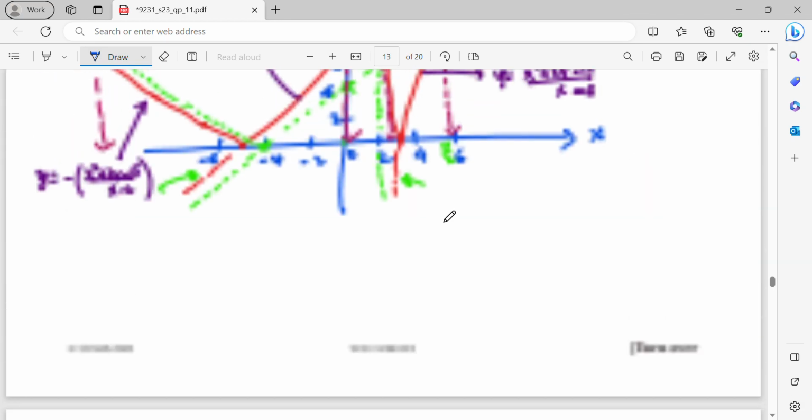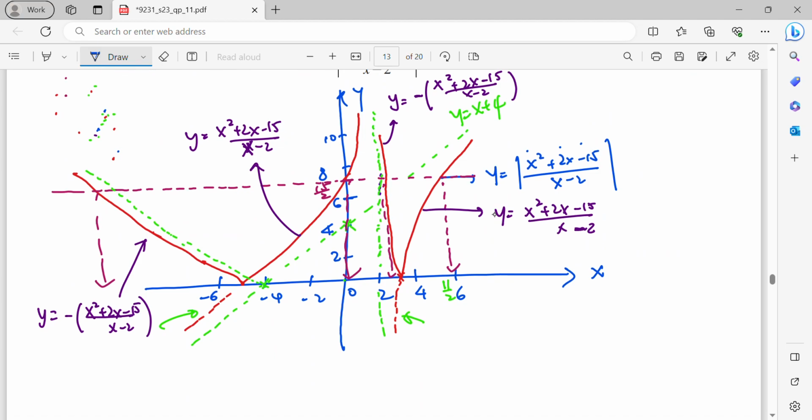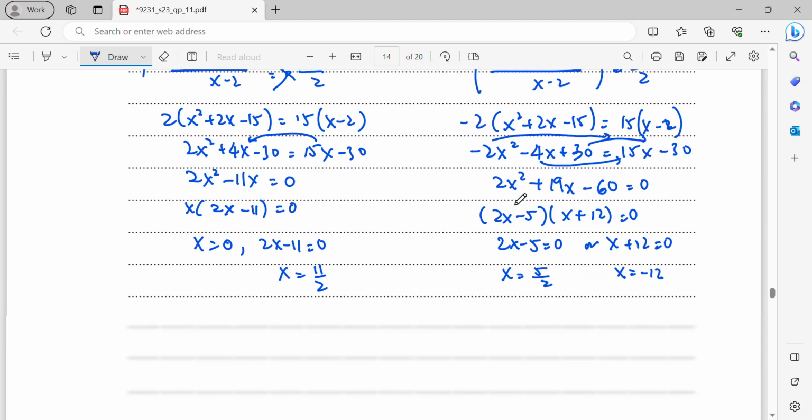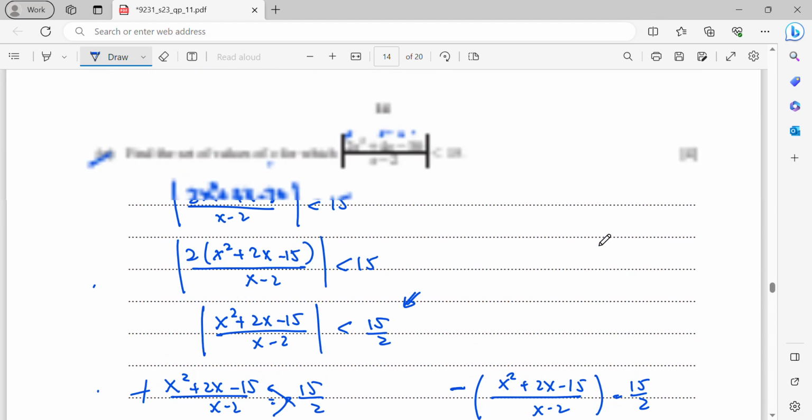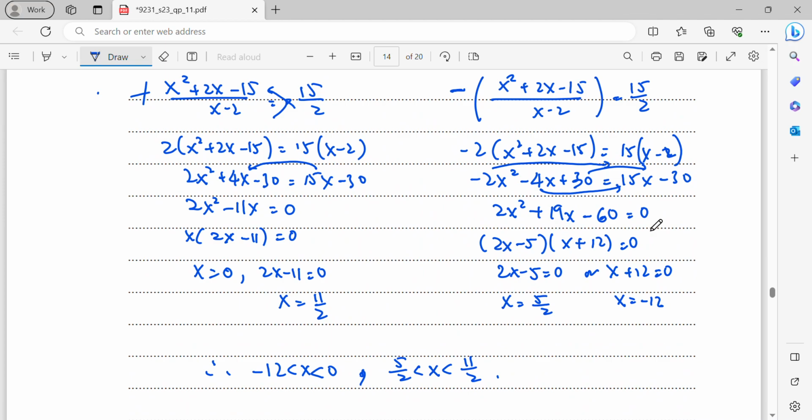So now I will label this as minus 12, and the other one is 5/2. So obviously my answer will be between negative 12 and 0. Another one is 5/2 and 11/2, right? So my final answer is negative 12 and 0. Another one is 5/2 and 11/2. So that's the interval for this modulus inequality.